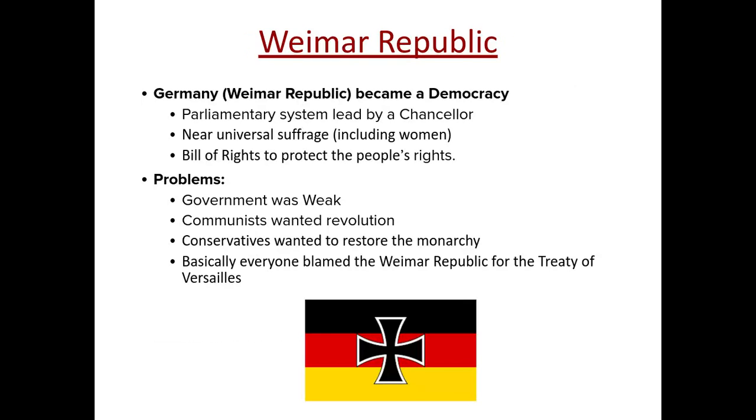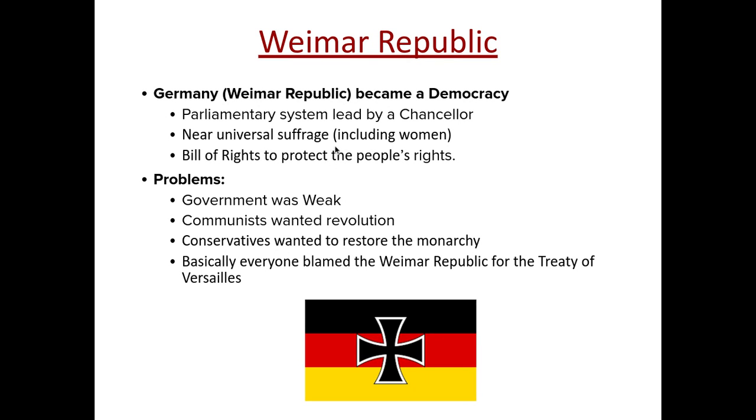Now, the Weimar Republic becomes a democracy. And Germany had never really had a democracy before. They had always been an empire with a Kaiser or a king. And before that, they were dozens and dozens of independent states before the unification process with Bismarck. So they have this parliamentary system with the chancellor. It's kind of like a president. And they have voting, so they have universal suffrage. Women could vote during this time period.